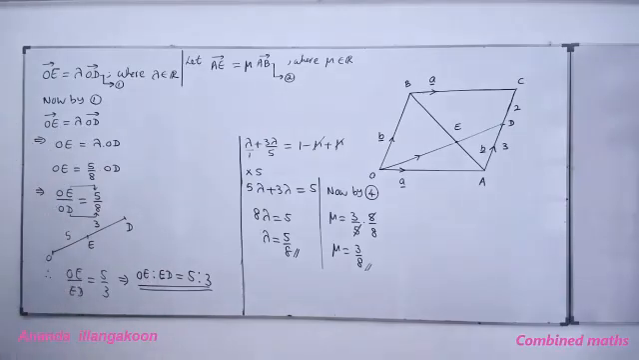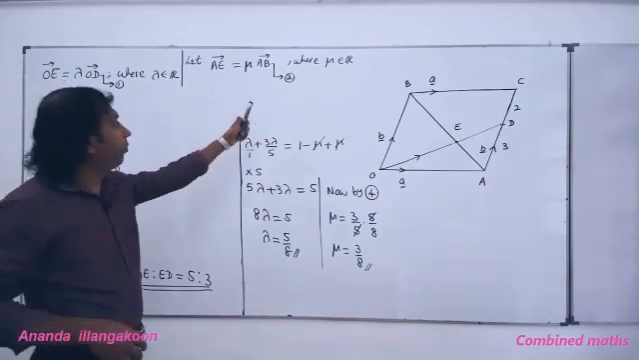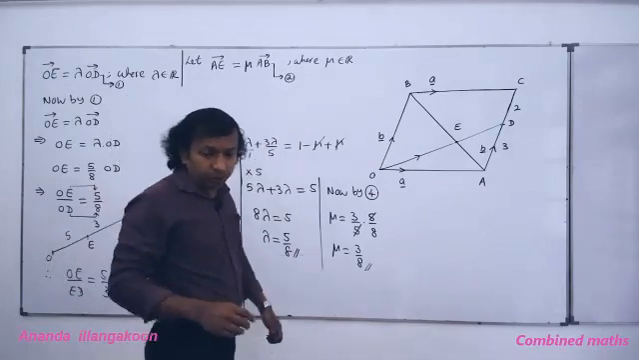And similarly, the AE:EB ratio is also asked. That one can easily be obtained by number 2. I'll give 2 minutes, people, take that.